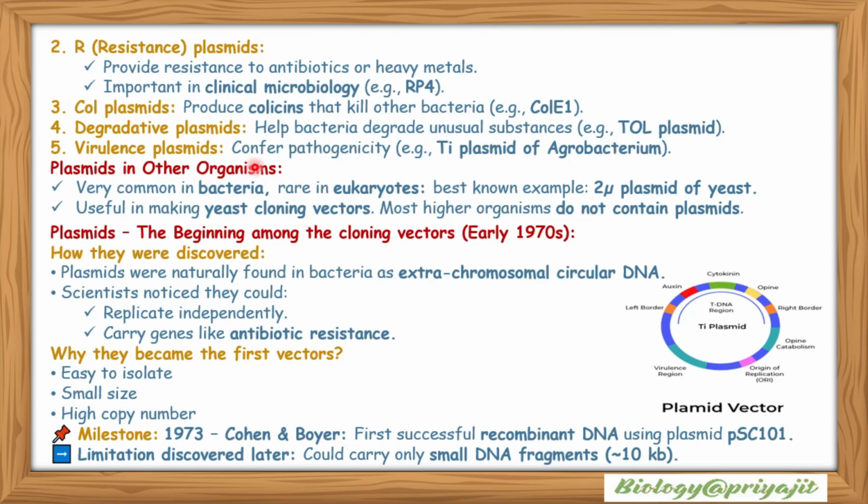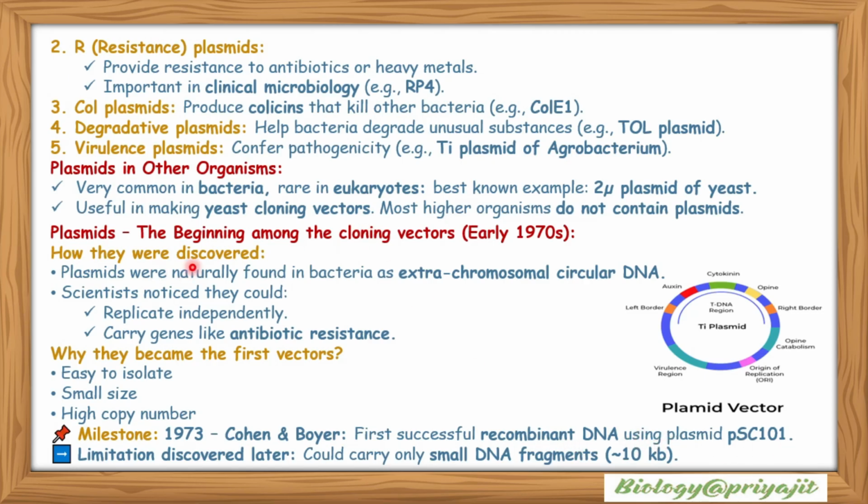Plasmids in other organisms: they are very common in bacteria but rare in eukaryotes. The best known eukaryotic plasmid is the 2 micron plasmid of yeast. They are useful in making yeast cloning vectors. Most higher organisms do not contain plasmids. Plasmids are the beginning of cloning vectors, discovered in the early 70s. In 1973, Cohen and Boyer made the first successful recombinant DNA using a plasmid.